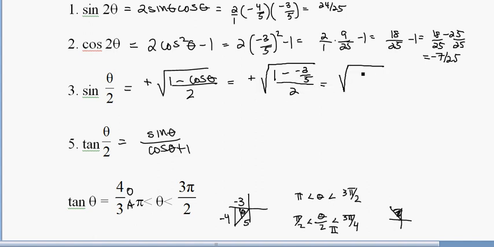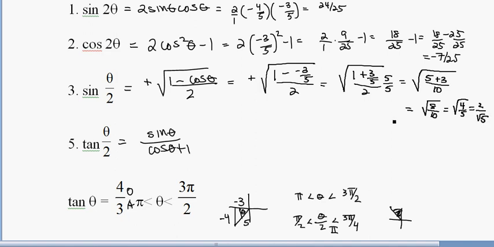So that's the square root of 1 plus 3/5 over 2. I find the easiest way to manage this is multiply the numerator and denominator by the common denominator, which in this case is only one denominator, which is 5. So I get the square root of 5 plus 3 all over 10, which is the square root of 8 over 10. Which if I simplify that, I get the square root of 4 over 5, which is 2 over the square root of 5.